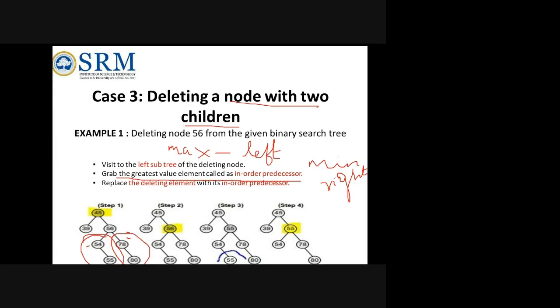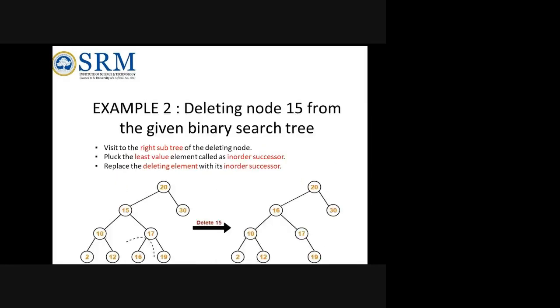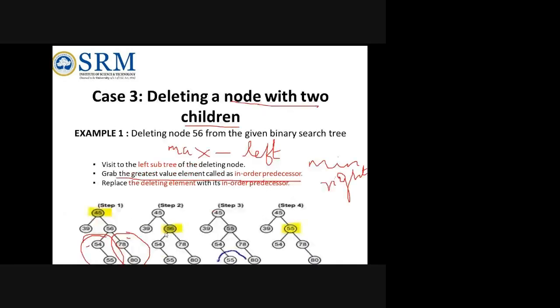Okay, so minimum from the right or maximum from the left. The maximum, that is called the greatest value on the left side, which I told you is called the in order predecessor. So 55 I have replaced in place of 56. That's all. But there is another example when you take the other option. Take the smallest value from the right side. So in the previous example itself, I will replace 78 here. That's all. 78, and other things will remain the same.